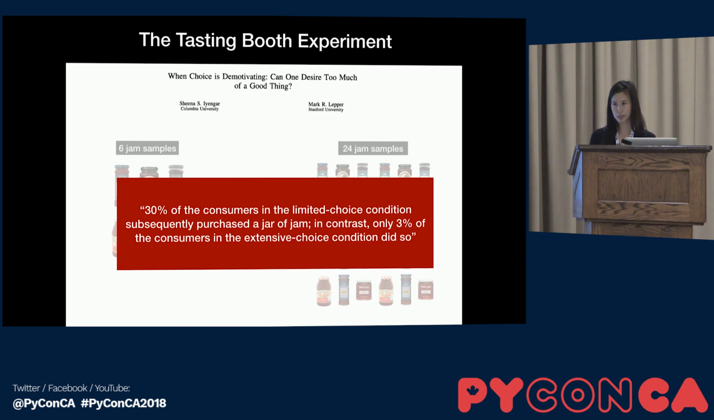So this is where recommenders come in. It's very important that when we have unlimited inventory, that recommenders filter out only the most relevant items for a particular user.